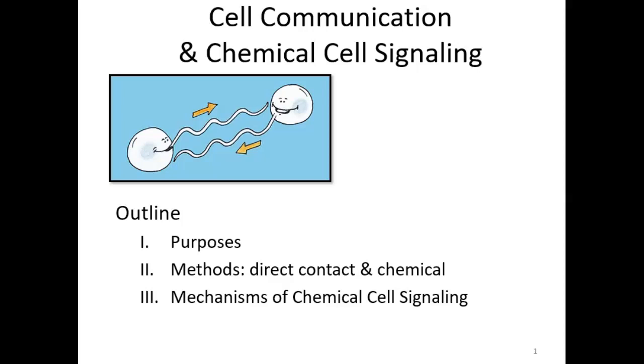In this presentation, I will cover three main topics of cell signaling. First, the purpose, or why cells communicate with one another. Secondly, the two general methods by which cells do communicate. And lastly, the specific mechanisms involved in chemical communication, known as chemical cell signaling.